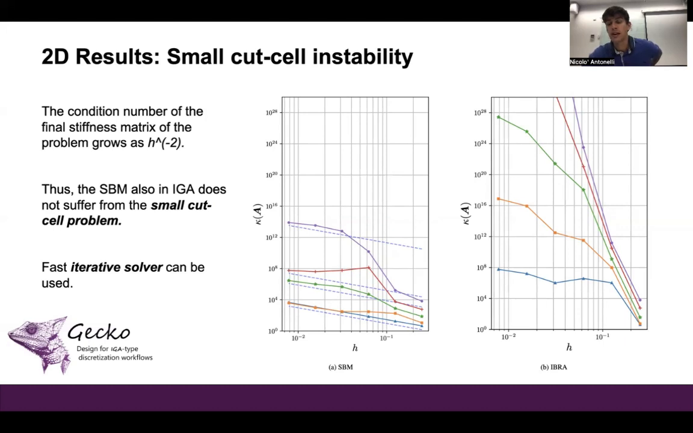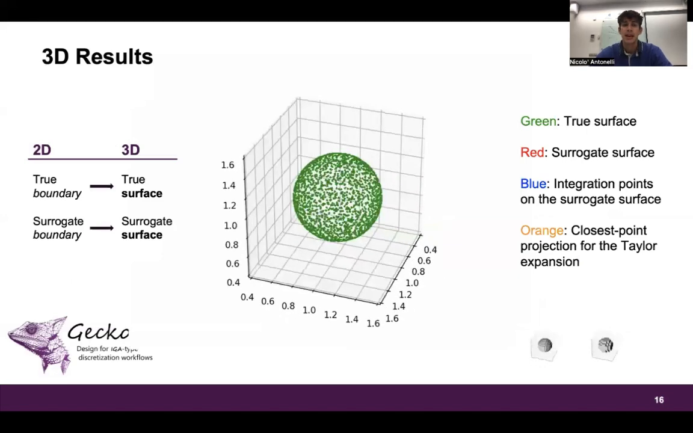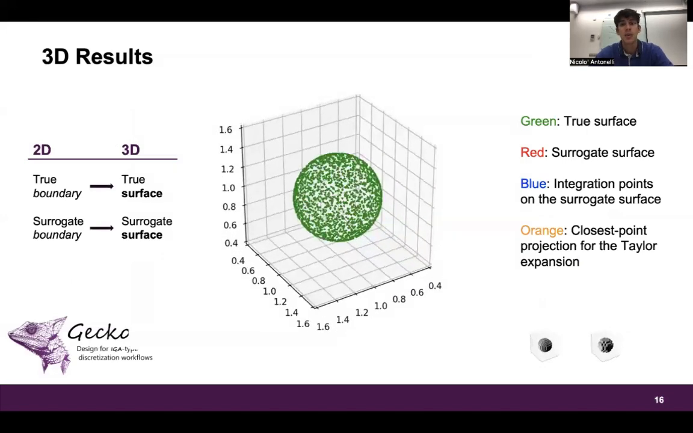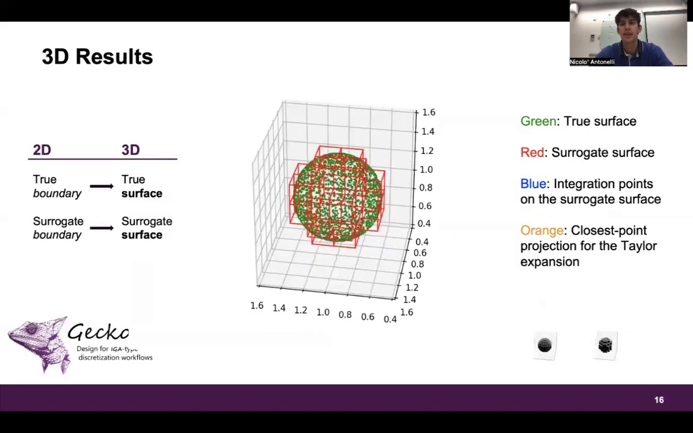On the right, we can see an embedded approach in IGA, also implemented in Kratos Multiphysics, IBRA, which tries to integrate the cut knot spans, and you can see the huge condition number. And on the left, we can see a reasonable condition number for the SBM. And actually, we use iterative solvers to solve our linear systems. Finally, we have also extended our approach to 3 dimensions.